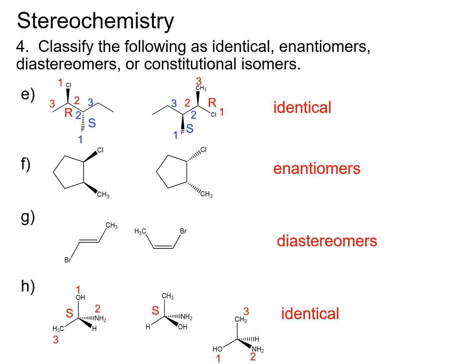So for the enantiomers, every R has to switch to S and every S has to switch to R. Opposite configuration at each asymmetric center. I thought there was a hand over here.